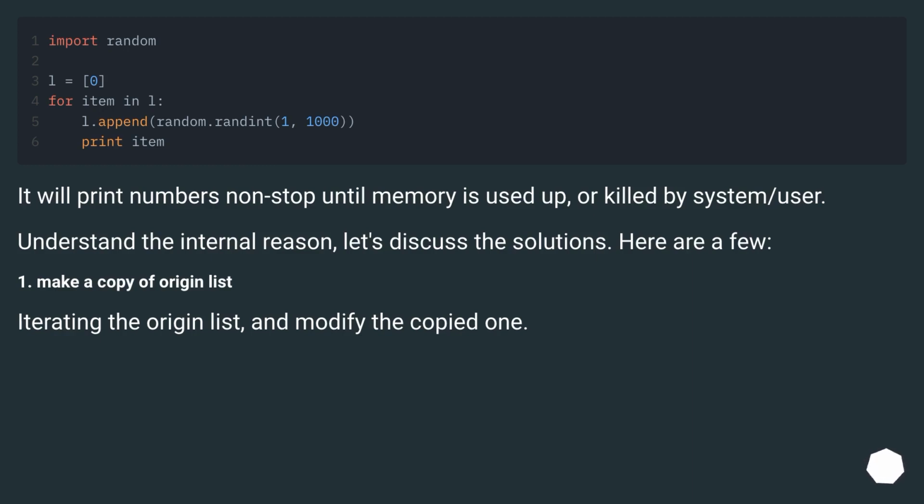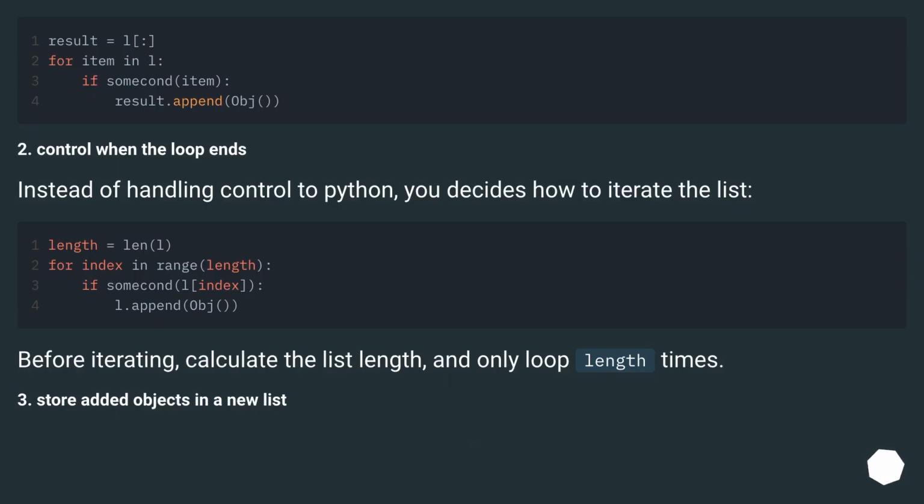Here are a few. 1. Make a copy of origin list. Iterate the origin list, and modify the copied one. 2. Control when the loop ends. Instead of handing control to Python, you decide how to iterate the list. Before iterating, calculate the list length, and only loop length times.